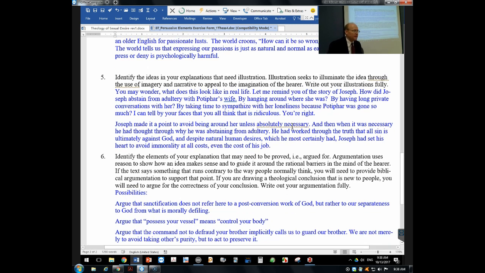Yes? And the passage says, control your own body and is an honor. Is this honor to God or honor to others, which in this case is the opposite sex? So, that's a good question. The text is not explicit.